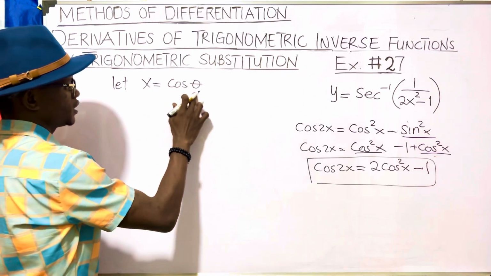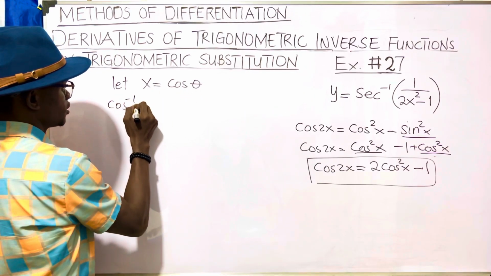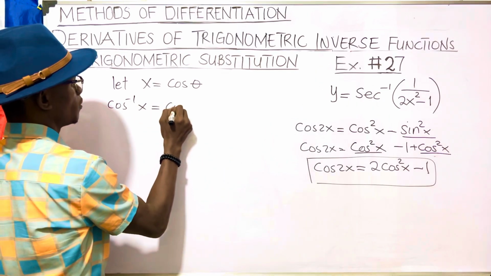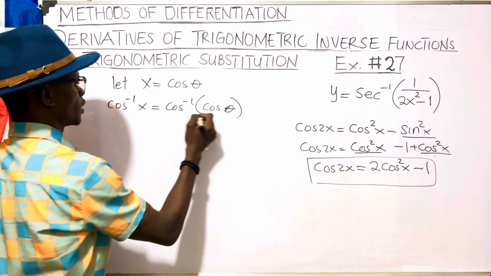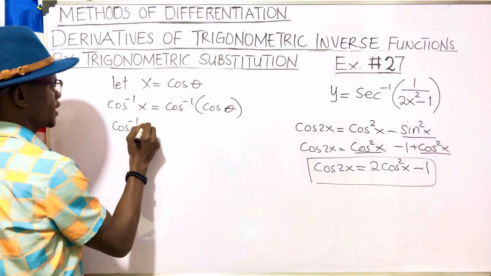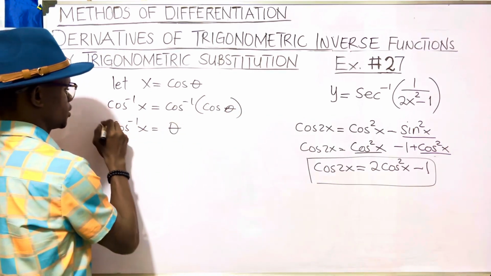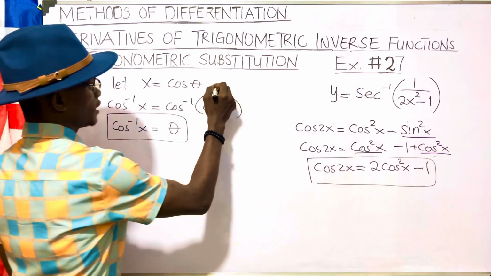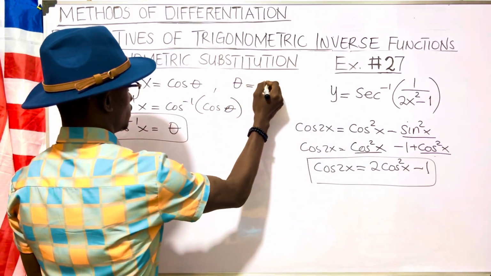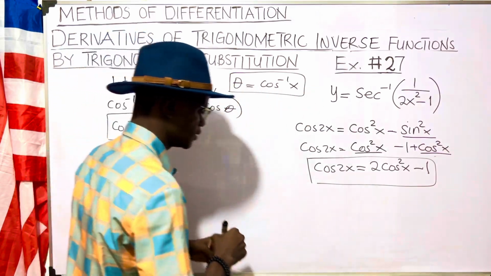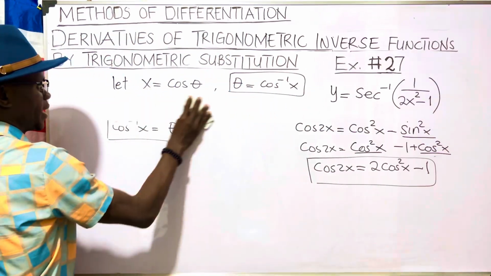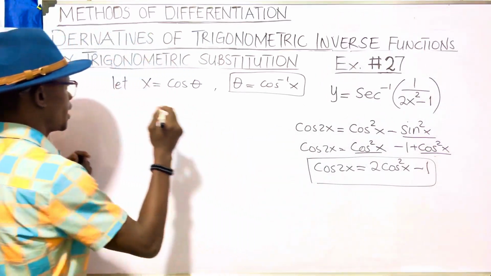We can solve for this theta by taking cos inverse on both sides. So cos inverse of x is just equal to theta. Let's keep this theta right here: cos inverse of x. Let's erase this so that we get more space, and go back to the problem.